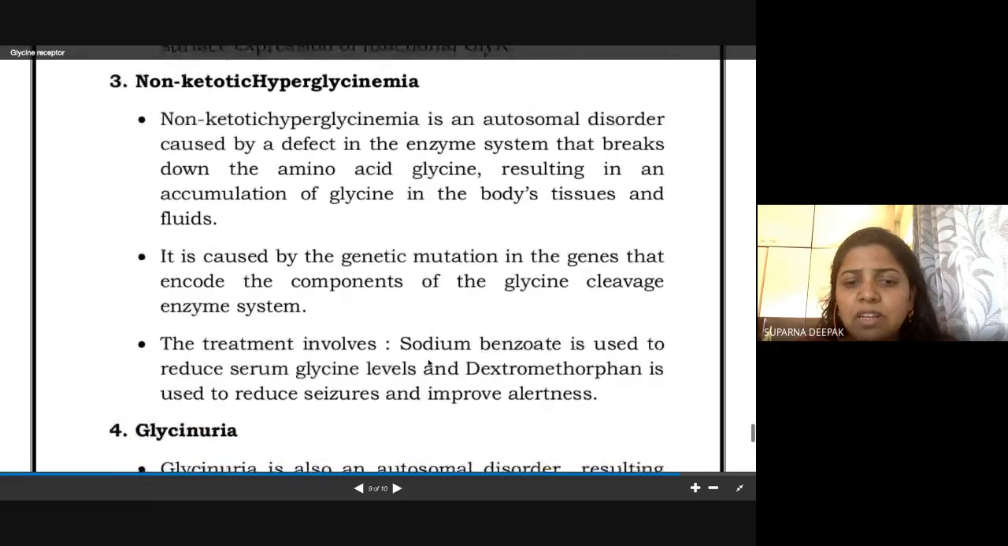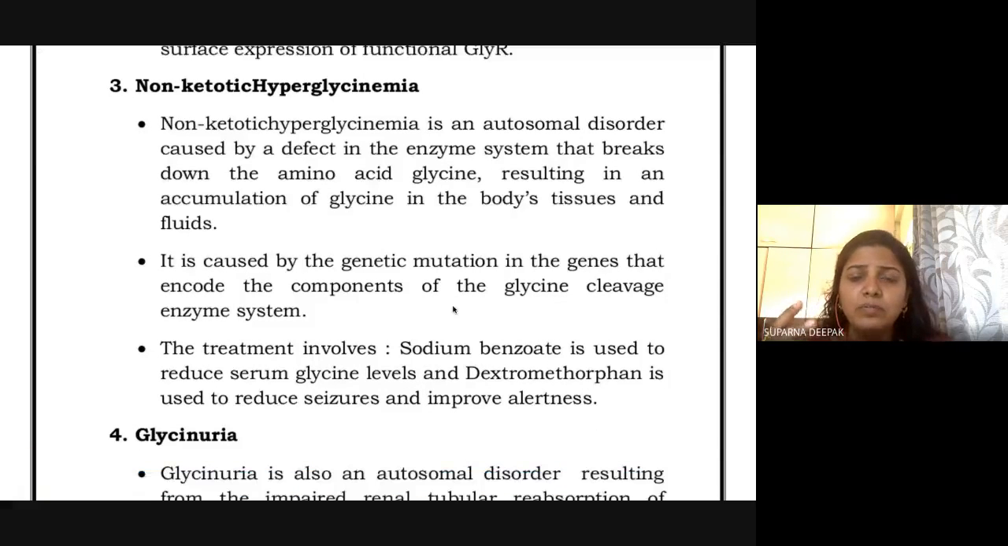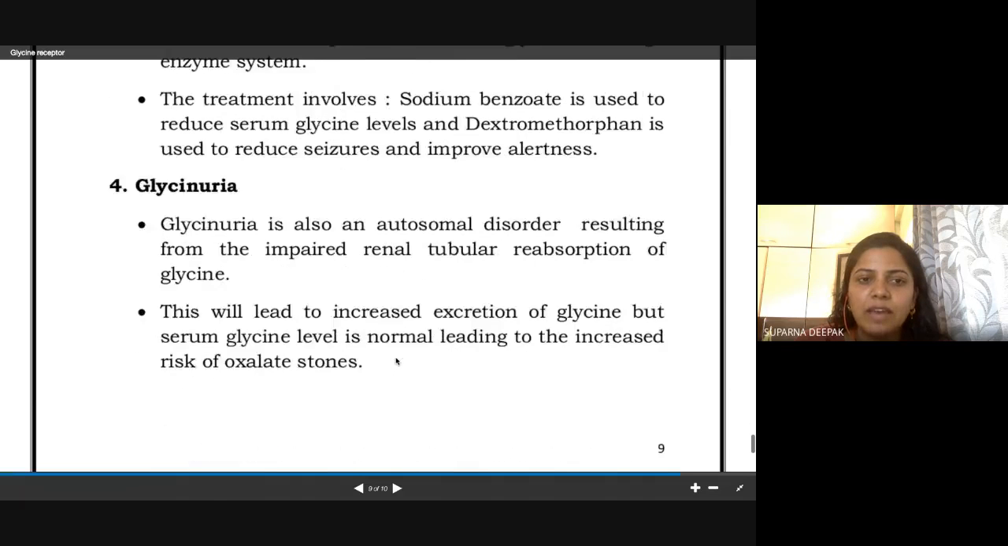That will lead to seizures and alertness problems, because there is always more inhibition due to accumulation of glycine. Your body becomes slowed down and your alertness is very low. You are not very alert to the surroundings. Sodium benzoate and other drugs are used to lower the amount of glycine and hence improve alertness.